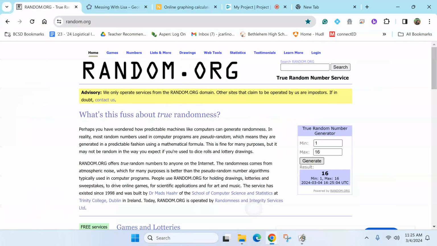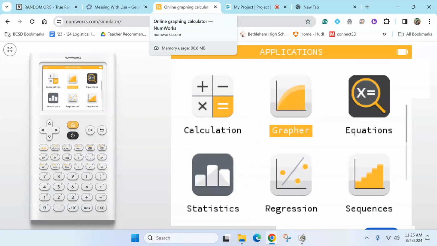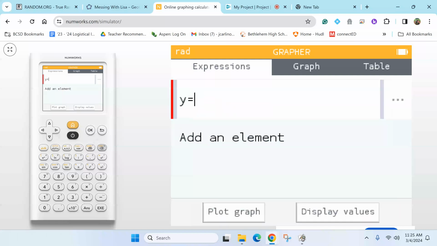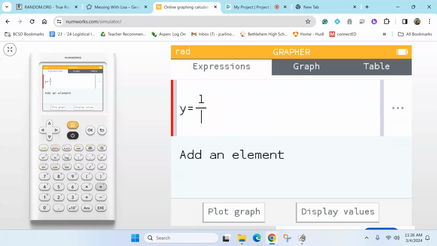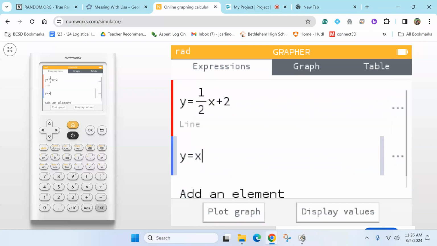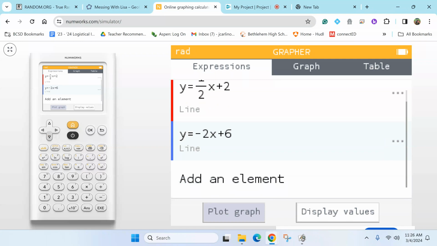Type the line of reflection and AA prime in. I'll do it with you. Let's head over to Grapher. Y equals. You know you can hit the enter button and then pick the y equals template. Y equals 1/2 x plus 2. And then right in there, add another element. Y equals -2x plus 6. And once you have those two in there, plot them.